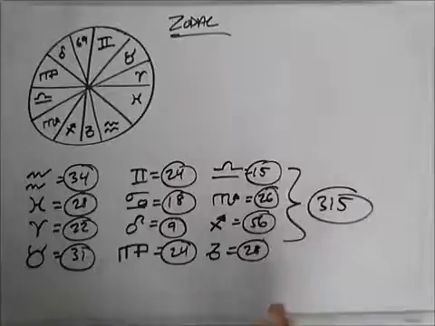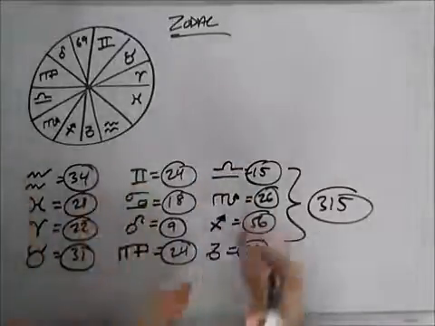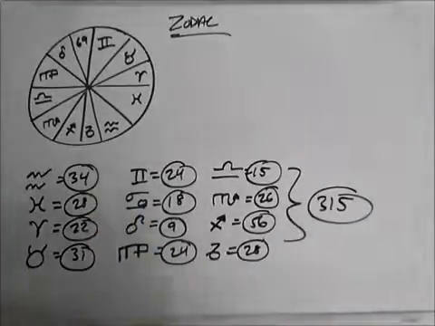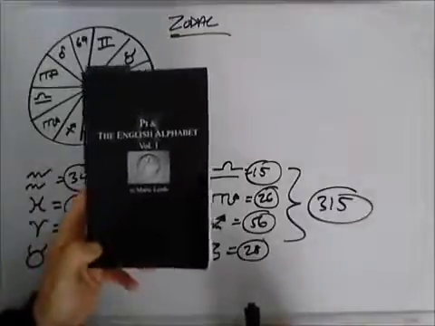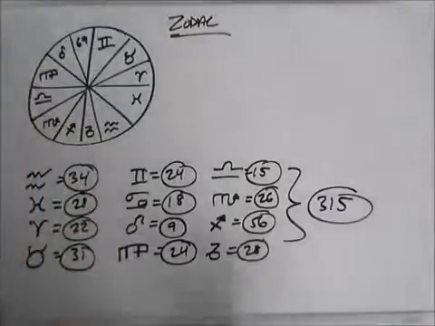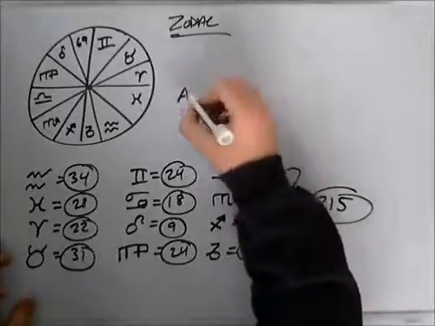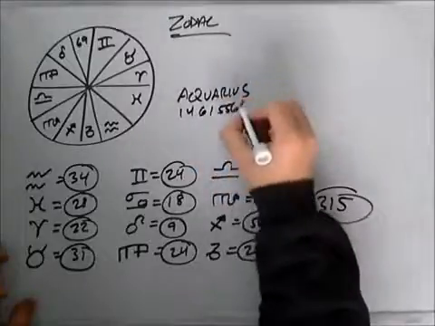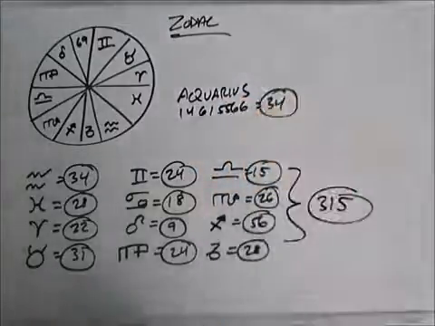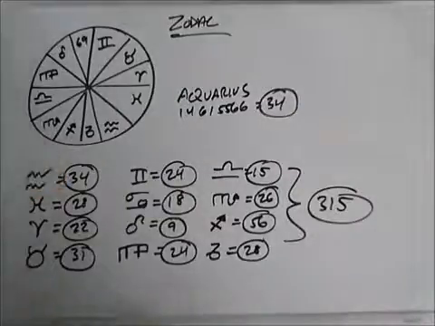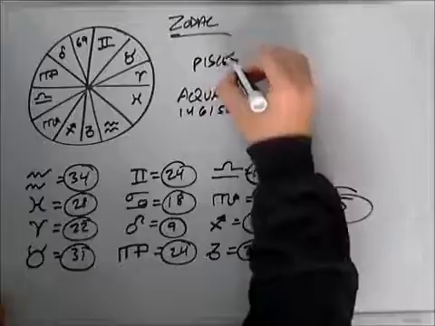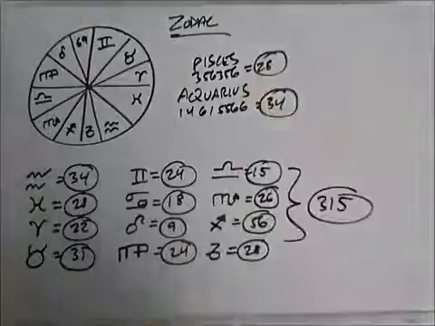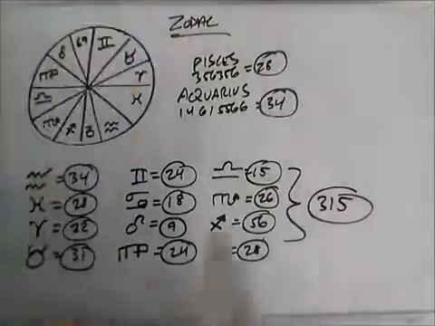So what we're going to do is the numerology for all the names, and then find the total. I'm not going to do all this here. You can see this in my book. I've got this all written out, Pi in the English Alphabet, Volume 1, where you can take a look at it. But basically, Aquarius, for instance, we know equals 34. Pisces, we can do the numerology for this, and it equals 28, and so on. We're just going to go over this real quick here.